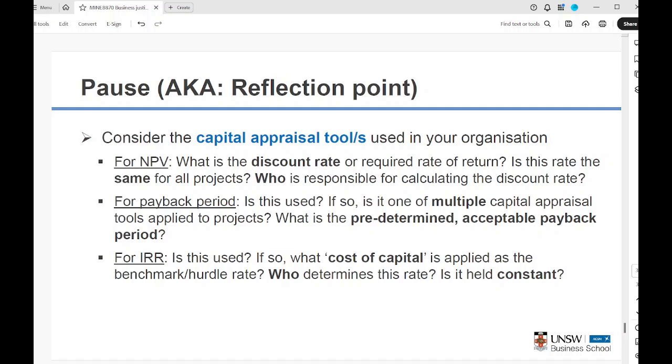Again, for payback period, what's going to be the acceptable payback period for an organisation? And again, that might be a function of what the capital providers are looking for. How quickly do they need their money back? So venture capital typically requires its money back faster than ordinary shareholders who make an investment at something like an IPO of an organisation.